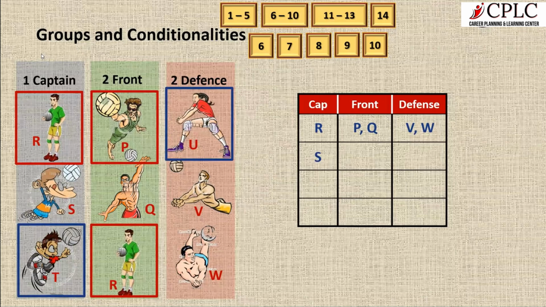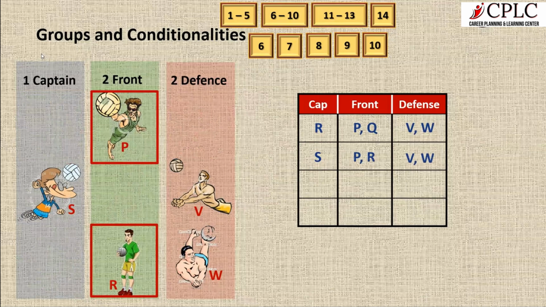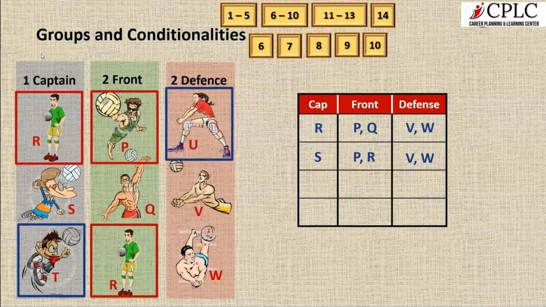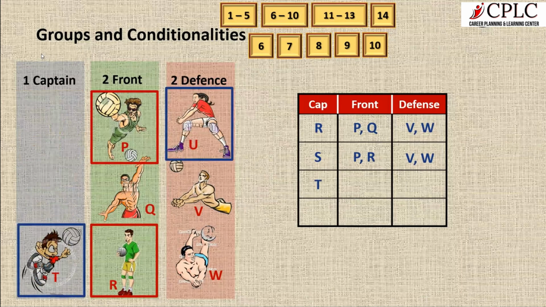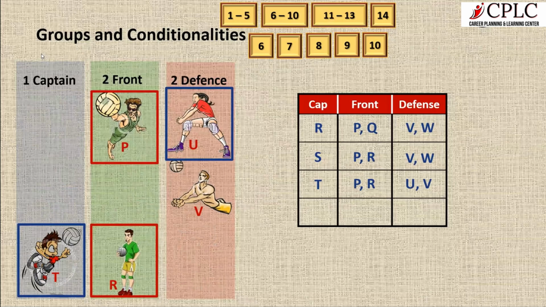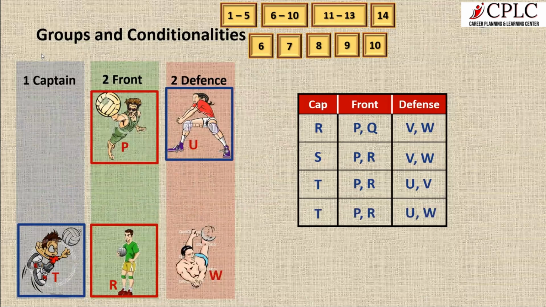Second condition, S as the captain. If S is the captain, at the front places, P and R will play, and V and W will play as the defense. If we select P, we can select PR because they are together, and at the defense position, we have to select U, and we can select any one out of V and W. So there will be 2 possibilities. That is, first possibility we'll select UV, and second possibility with the same team we'll select UW. So these are the 4 teams or 4 possibilities that we can find.